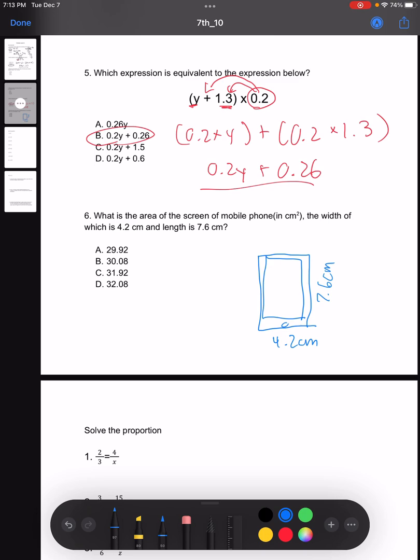And if you recall your formula for finding the area of a rectangle, that would be length times width. So we have a length and a width. So all we need to do is multiply these two numbers together to find the area. 7.6 times 4.2. Solving this, and remember to carry over your decimals, we would get 31.92, making our answer C.